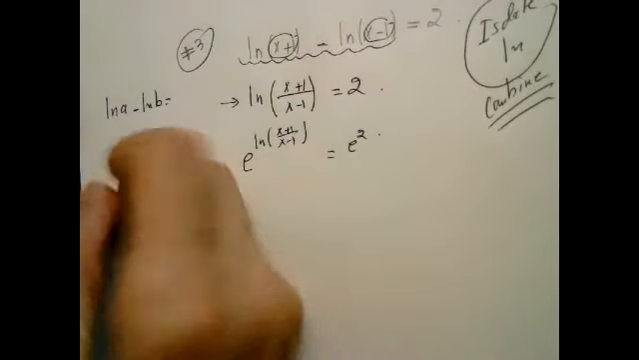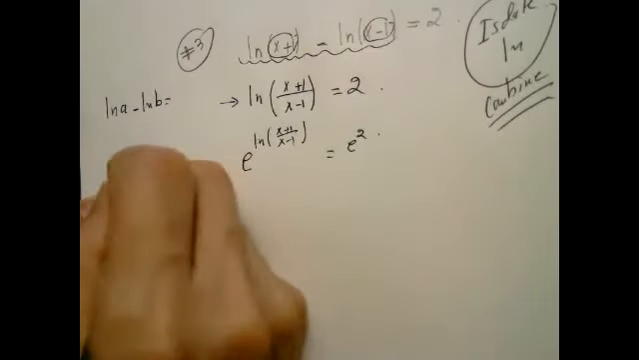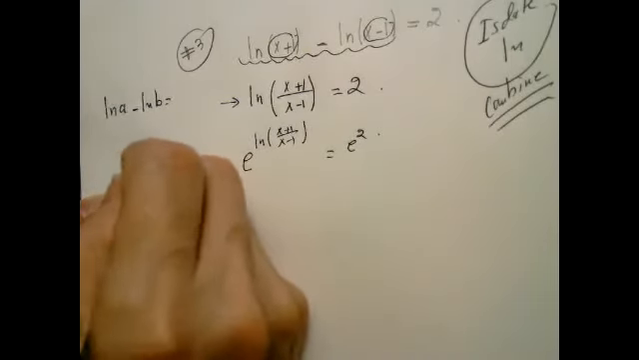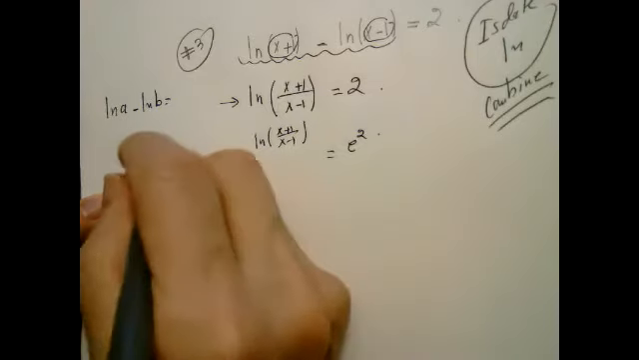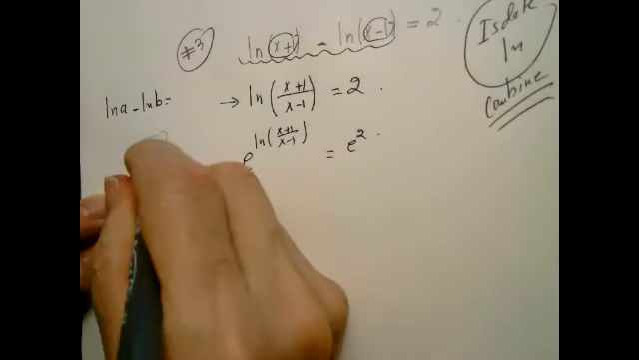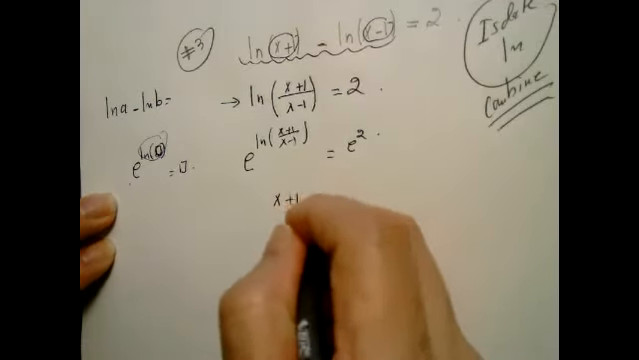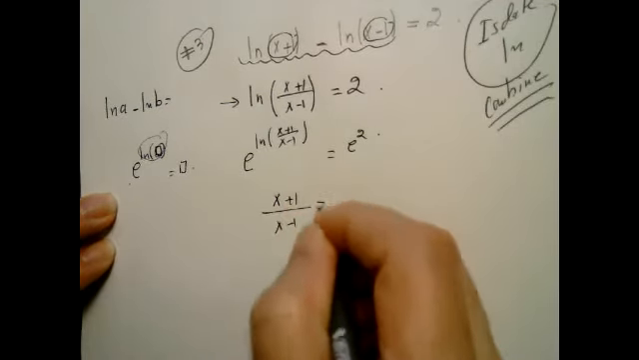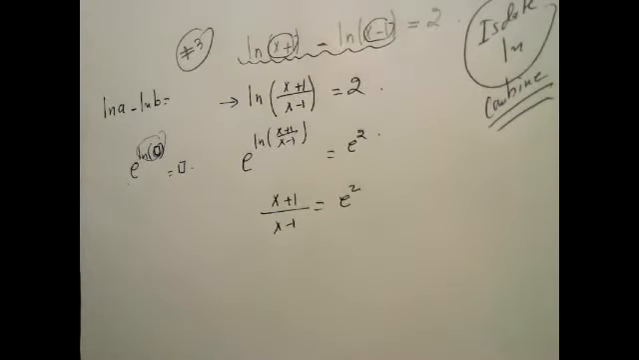Now, another property of the log. As I said, e to the ln of anything, so I'm going to put a box to tell you it's anything, is the anything back, because that's the definition of the log. It's the power of e that gives me what's in here. This will give me (x plus 1) over (x minus 1) equals e squared. Okay. Now it's a matter of solving for x.